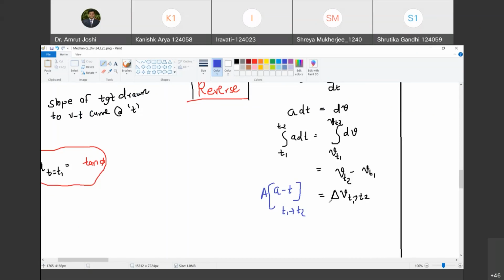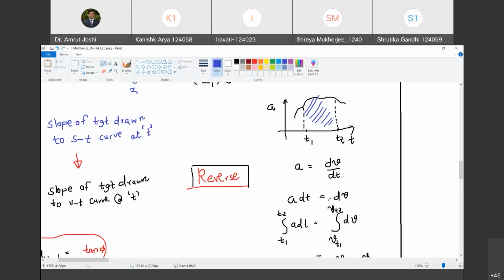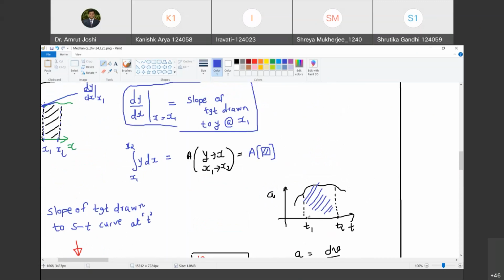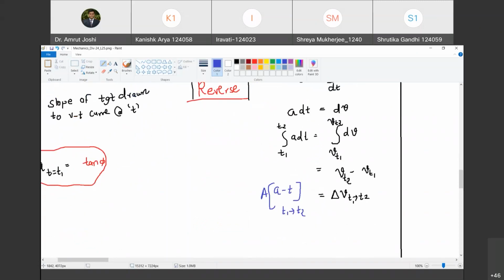It doesn't give you velocity at time t2. That is a misconception. It gives you change in velocity from time t1 to t2. So you must know what was the velocity at time t1 in order to get velocity at time t2 from the area under acceleration time diagram. Are you with me?